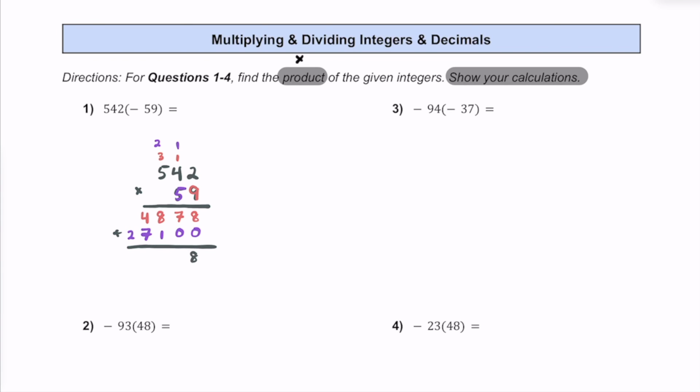We're going to have an 8, a 7, a 9, 11, carry the 1, and we have a 3. Now, keep in mind that we had a positive times a negative, so it's going to be the opposite of this. So it's going to be negative 31,978.